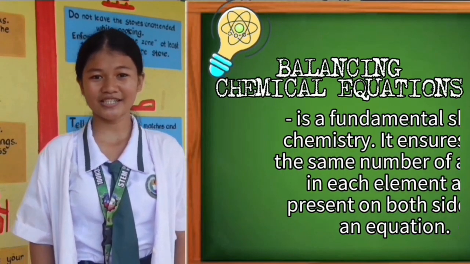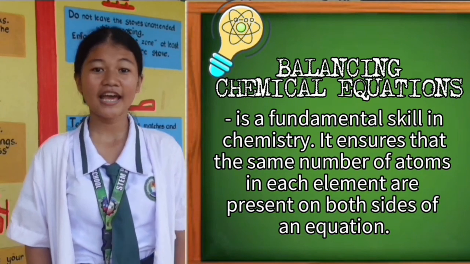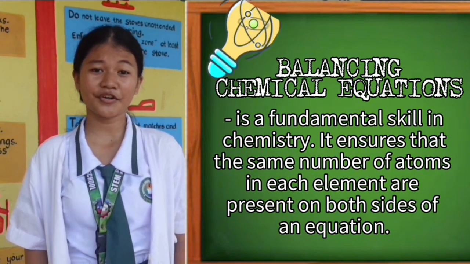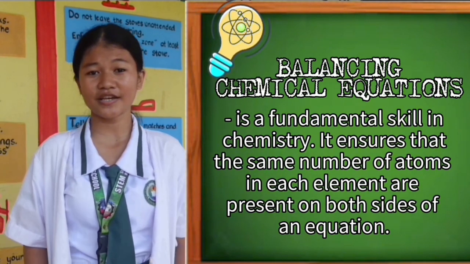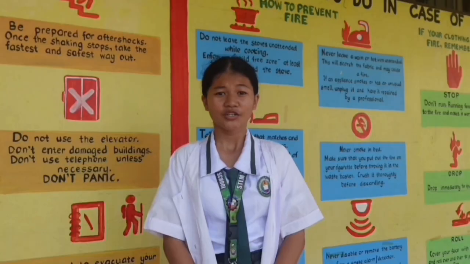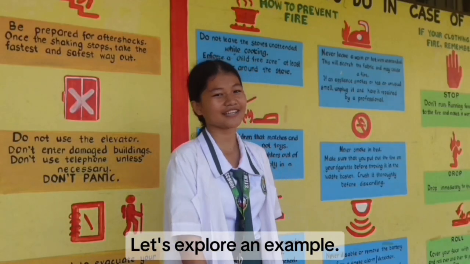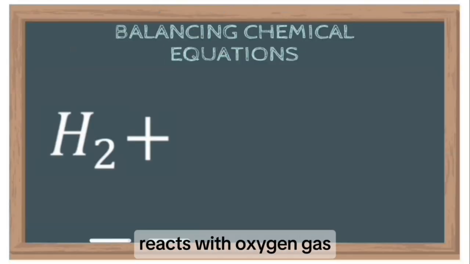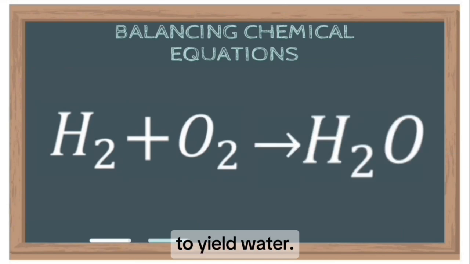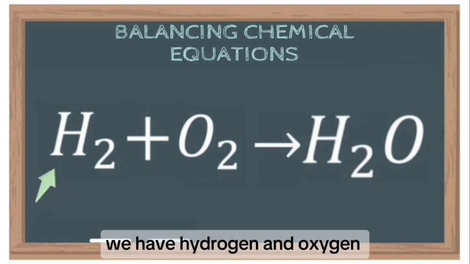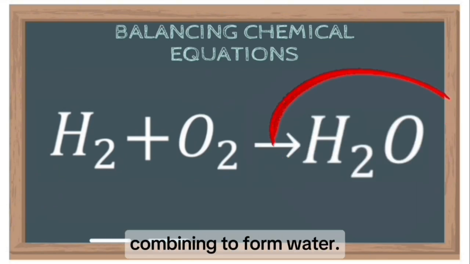Balancing chemical equations is a fundamental skill in chemistry. It ensures that the same number of atoms of each element are present on both sides of an equation. So what are you waiting for? Let's explore an example. Hydrogen gas reacts with oxygen gas to yield water. In this equation, we have hydrogen and oxygen combining to form water.